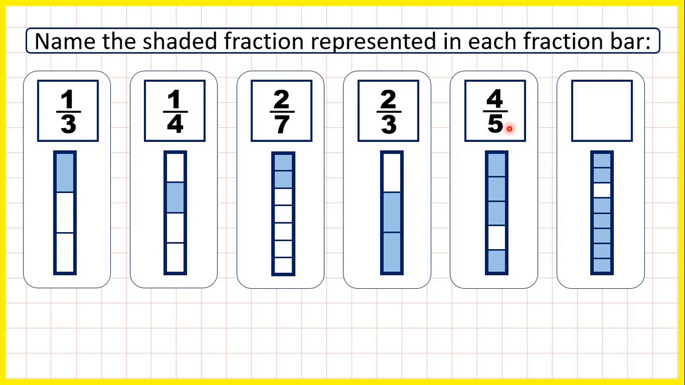And here we have 1, 2, 3, 4, 5, 6, 7 parts shaded and 8 parts altogether, so that's 7 over 8, or 7/8.